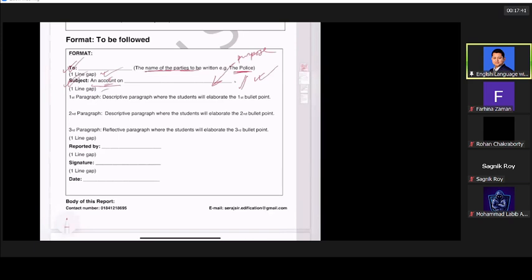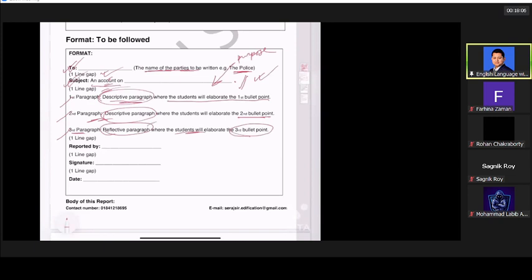Next, there is a one-line gap, and no dear sir. There should be three paragraphs. Three paragraphs are always better. First paragraph should be descriptive, where the students will elaborate the first bullet point. Second paragraph, you're going to elaborate the second bullet point, and it should be a descriptive paragraph. And after that, third paragraph, there should be reflective writing or analytical writing, where the students will elaborate the third bullet point. It's so simple.